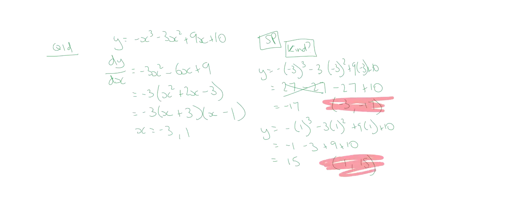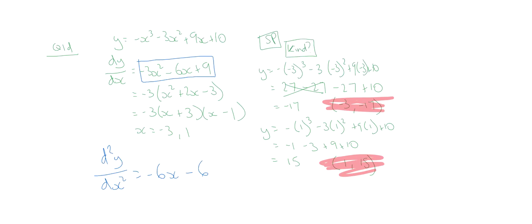Now what we need to do is determine the kind of stationary points that they are. First of all, let's just find the second derivative. So I'm going to take my actual derivative and then differentiate that. So I get negative 6x minus 6. So what I'm going to do is take each one of these turning point x coordinates and put it into the second derivative and see if it's greater than or less than 0.